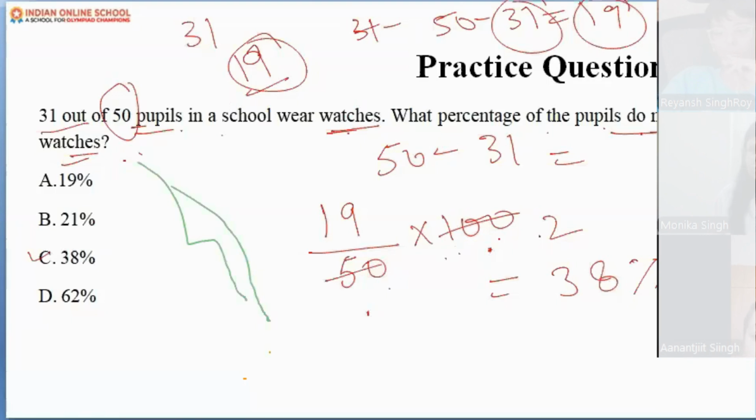Yes? So just calculate it. 100 divided by 50 is 2, and 2 multiplied by 19 is 38%. So 38% pupils do not wear watches. Now is it clear?